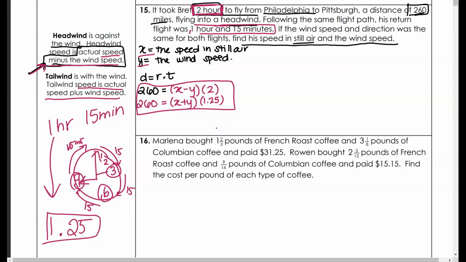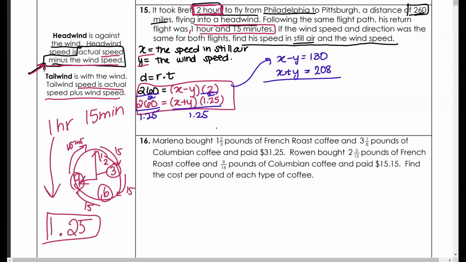So we're going to divide 260 by 2 and this side by 2. So 260 divided by 2 gives me 130. So the first equation turns into x minus y equals 130. I'm going to divide this side by 1.25 and I'll divide the 260 by 1.25 to get rid of that. So then I'm left with x plus y is equal to 208.